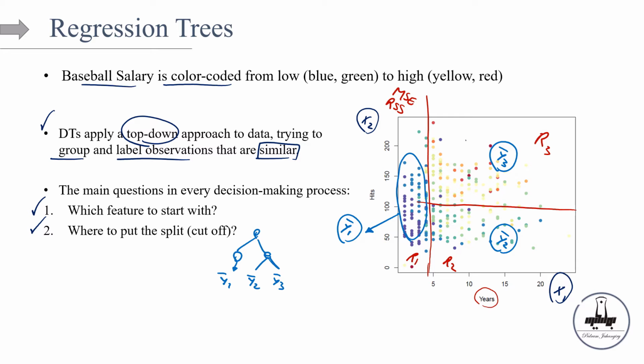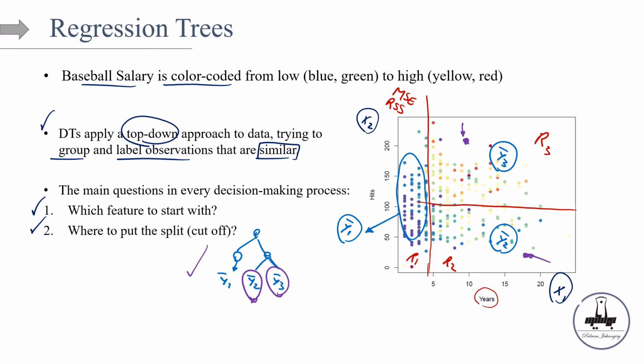If your players here with these amounts of years of experience and number of hits, your model is going to predict the salary is going to be y bar 3. If it is here, the model is going to predict the average salary is going to be y bar 2, and etc. Okay, so the predictions are going to be the 3 numbers here, actually. Only 3 numbers for prediction if we stop the tree here.